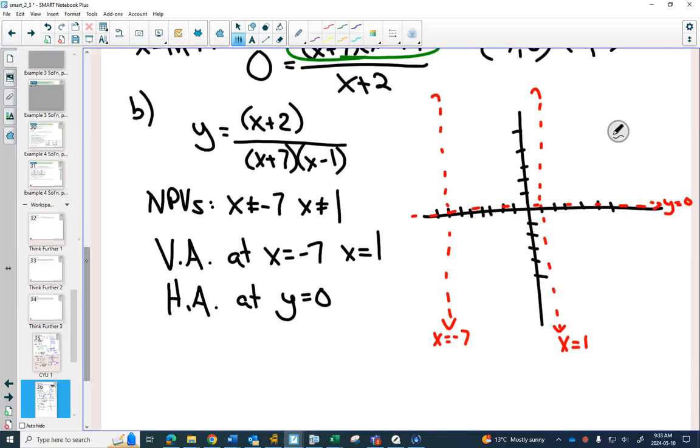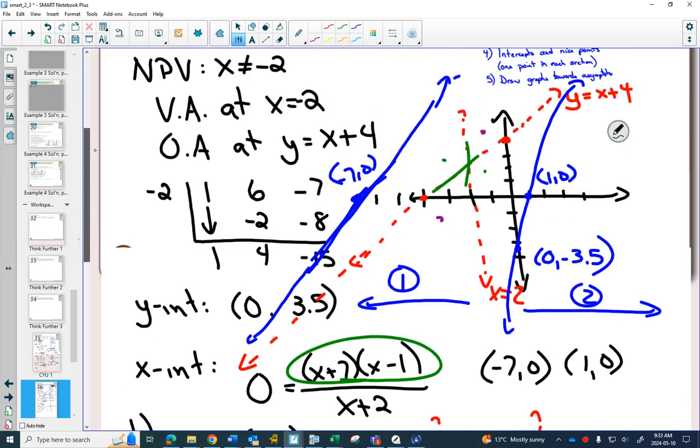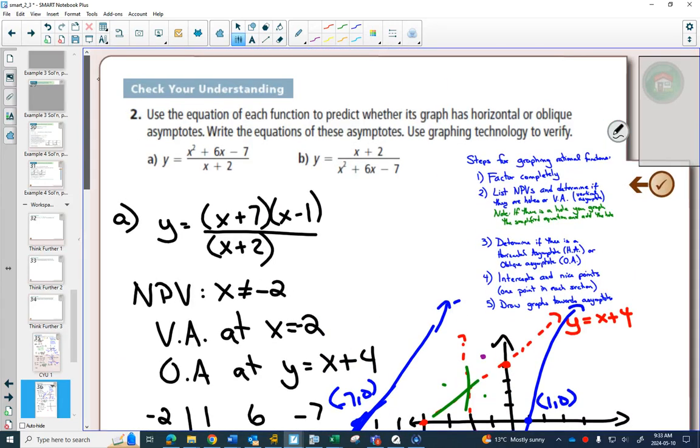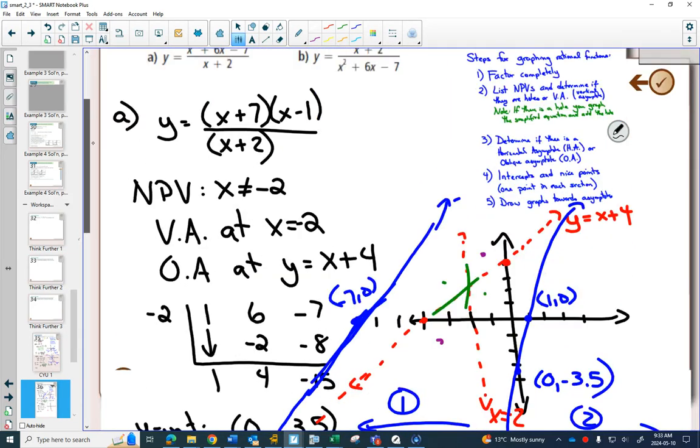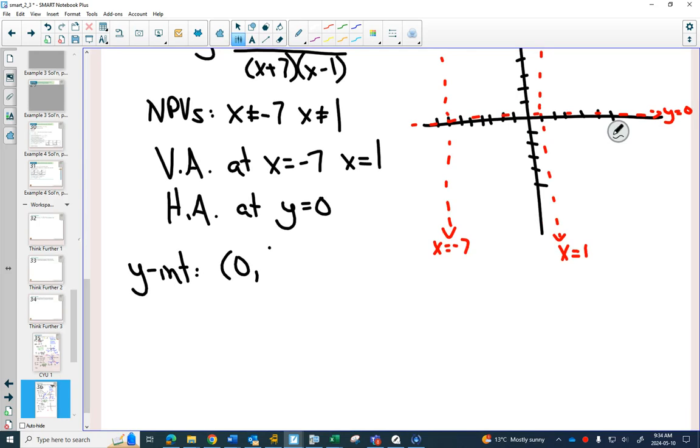Step 4, we're going to find our intercepts. Again, the y-intercept is always the easiest to find. I would go to my original equation, scroll up so I can see it. If I plug in 0 for x, I have a 2 on the top and negative 7 on the bottom. I get 2 over -7, 0, comma, -2 over 7.